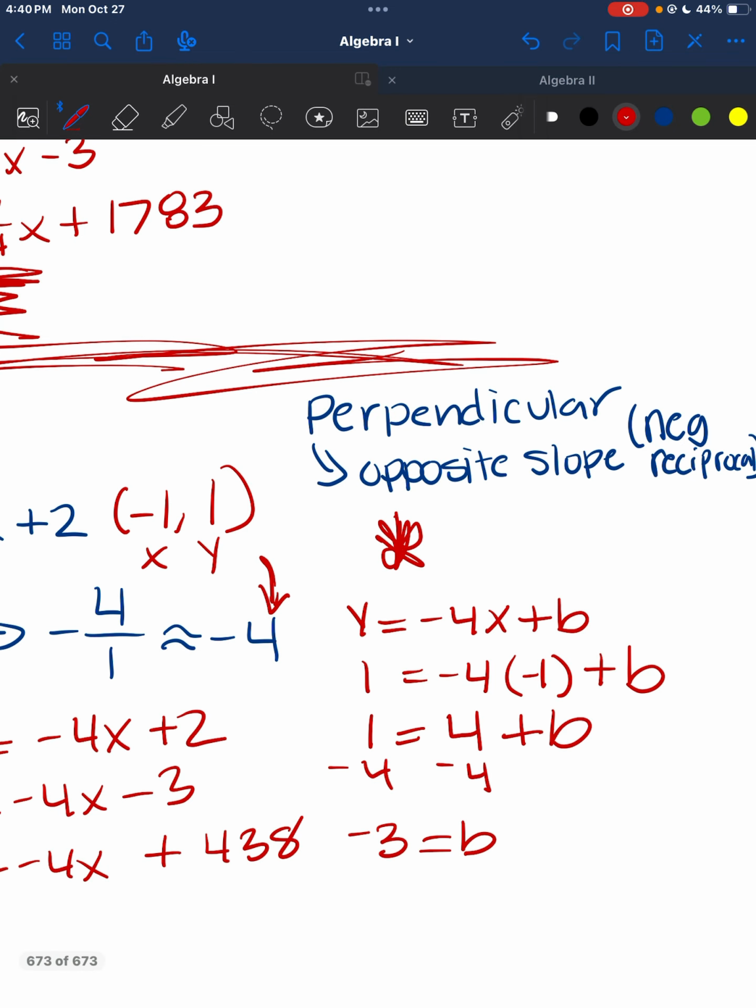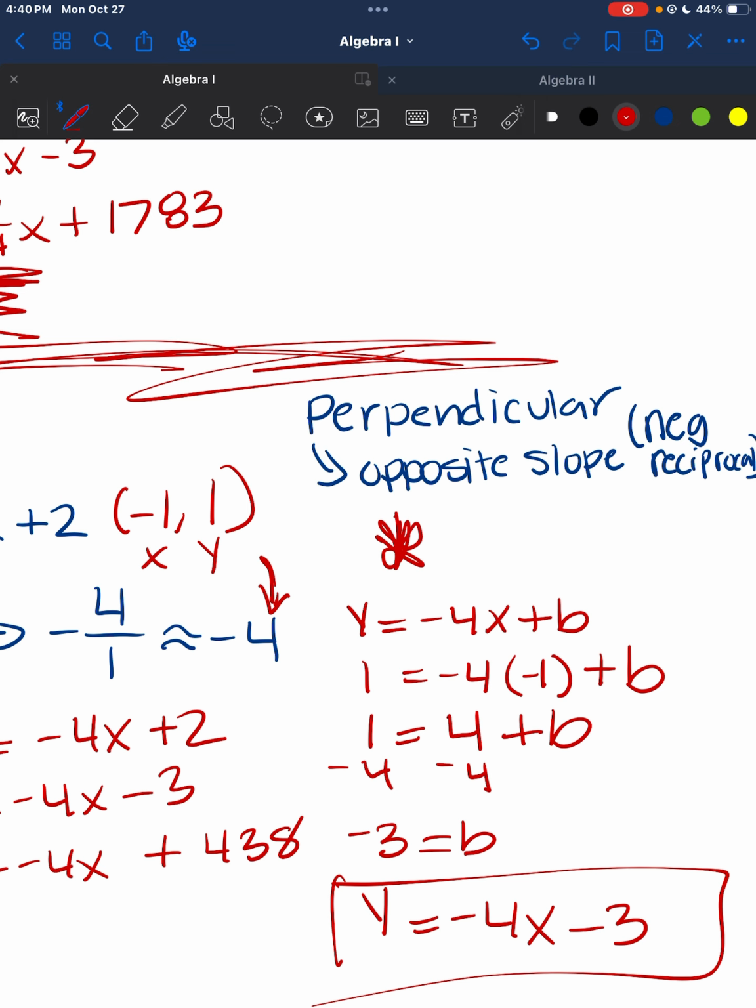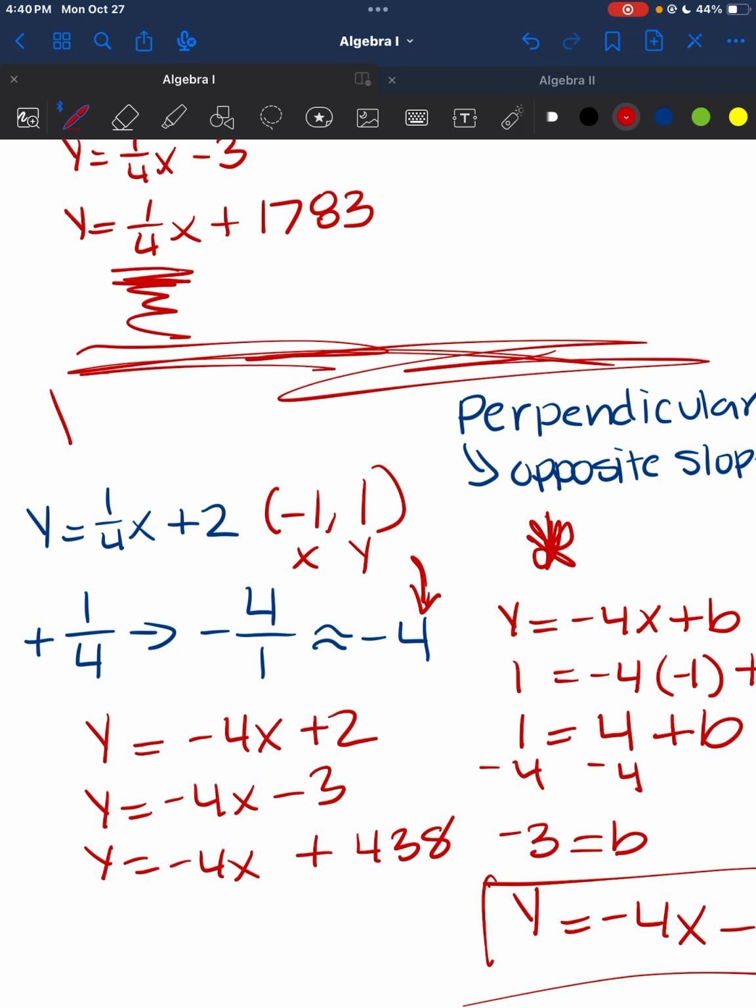So my perpendicular equation that passes through the point -1, 1 is y is equal to -4x minus 3. This equation is perpendicular to this equation right here, and also passes through the point -1, 1. These are questions that you're going to see on the test. There's a bonus question on the test if you decide to answer it. Your test questions are worth 5 points each. You have 20 questions.